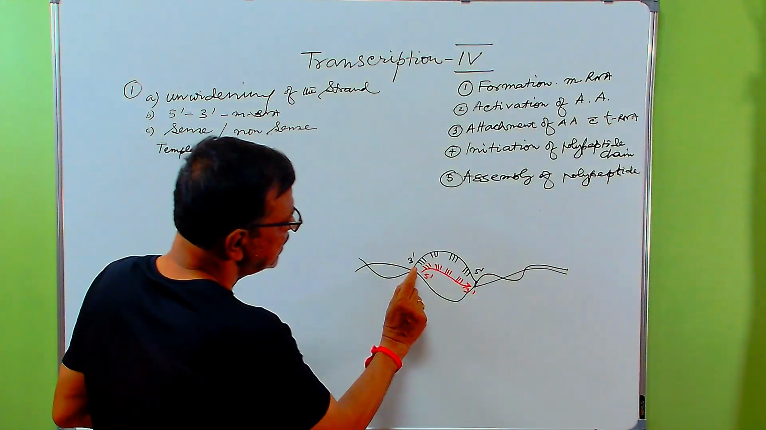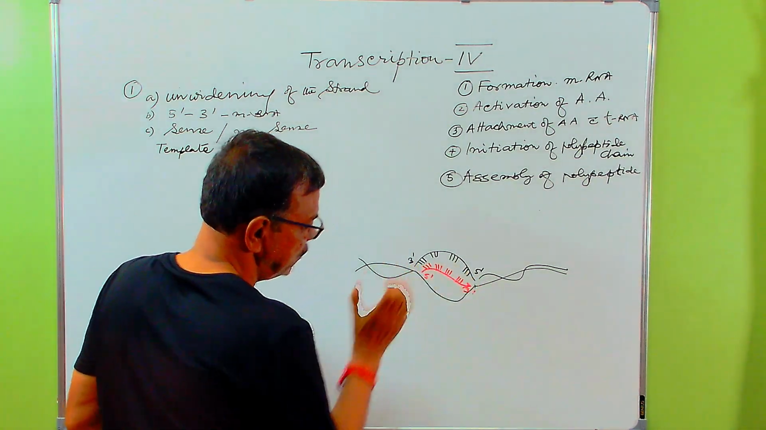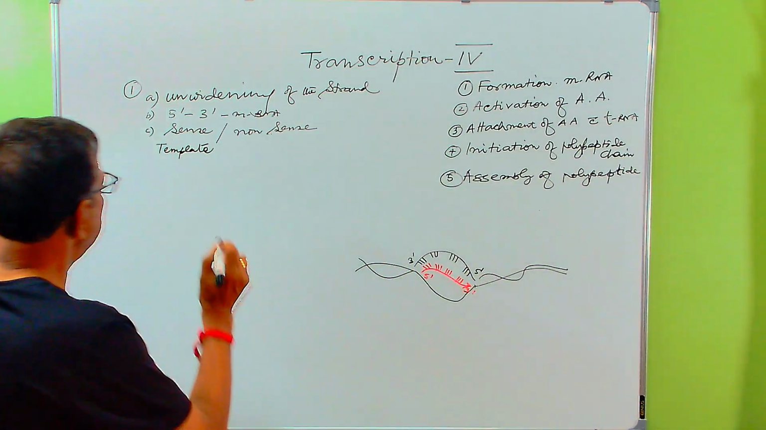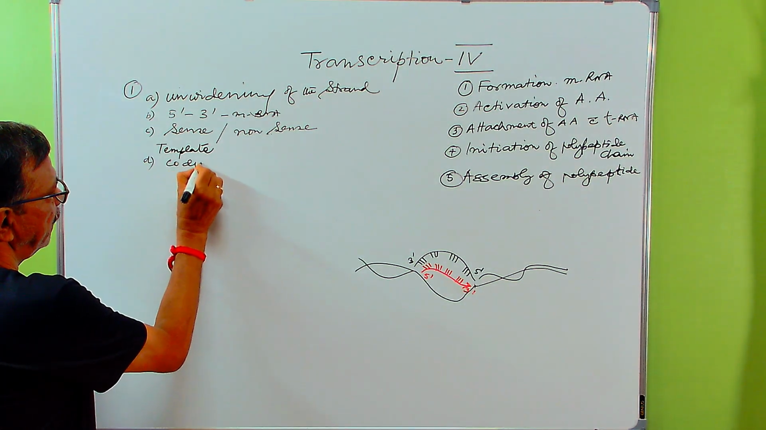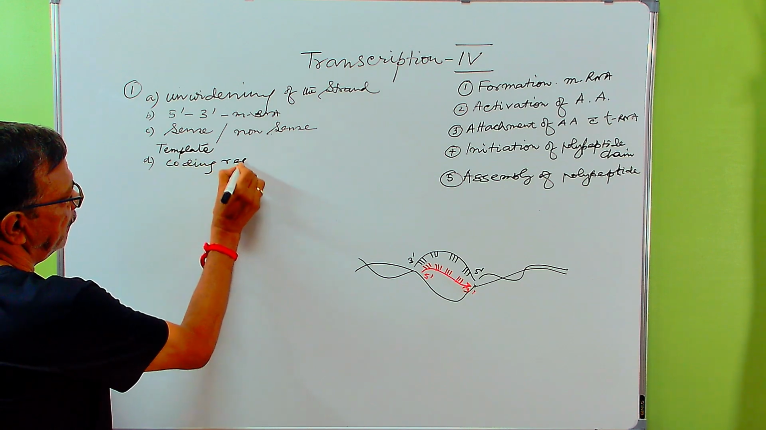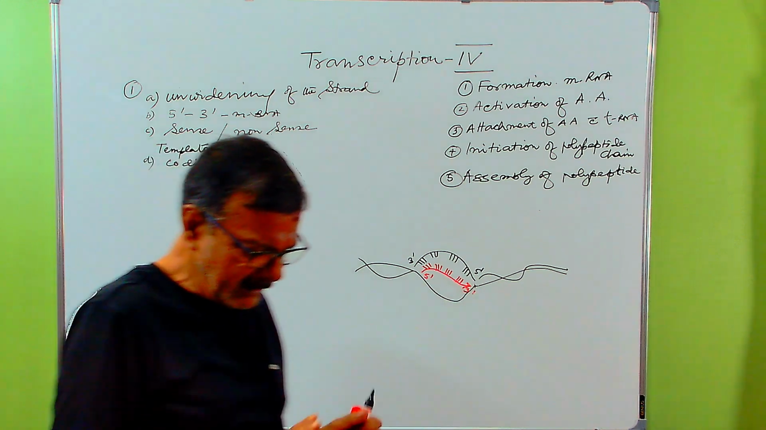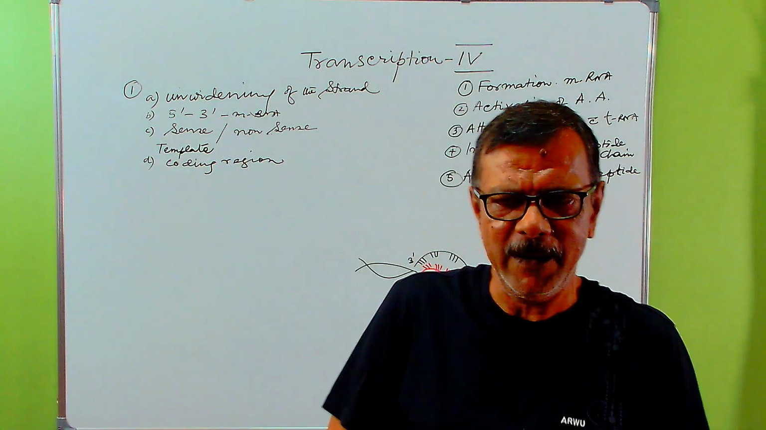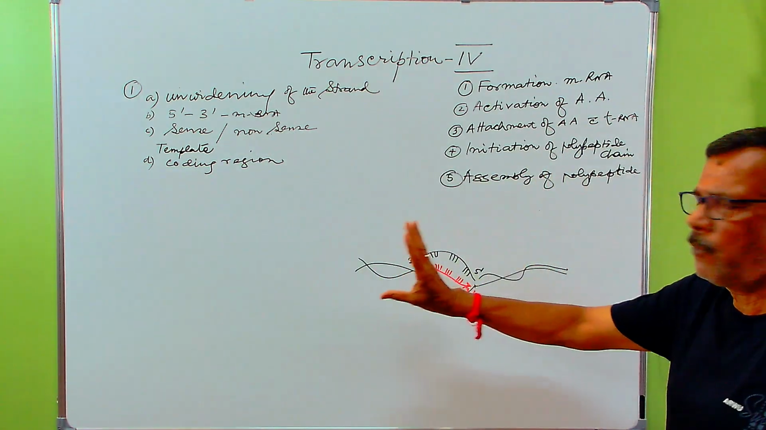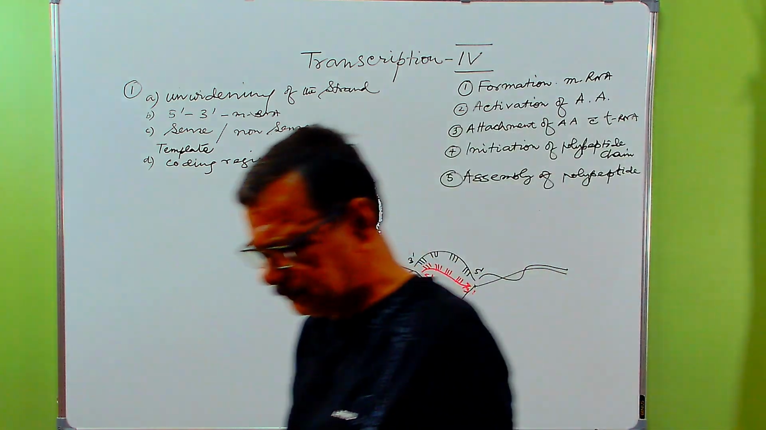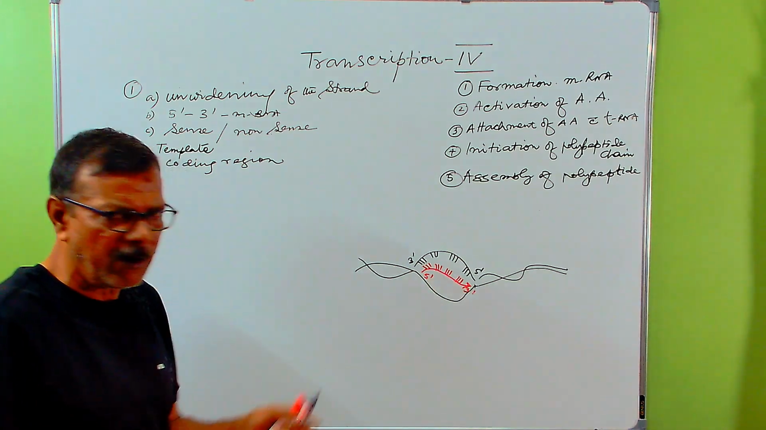Now, this portion to this portion is known as the coding region. You please mention A, B, C, D, coding, one by one. You start thinking and write that this portion is known as the coding region.